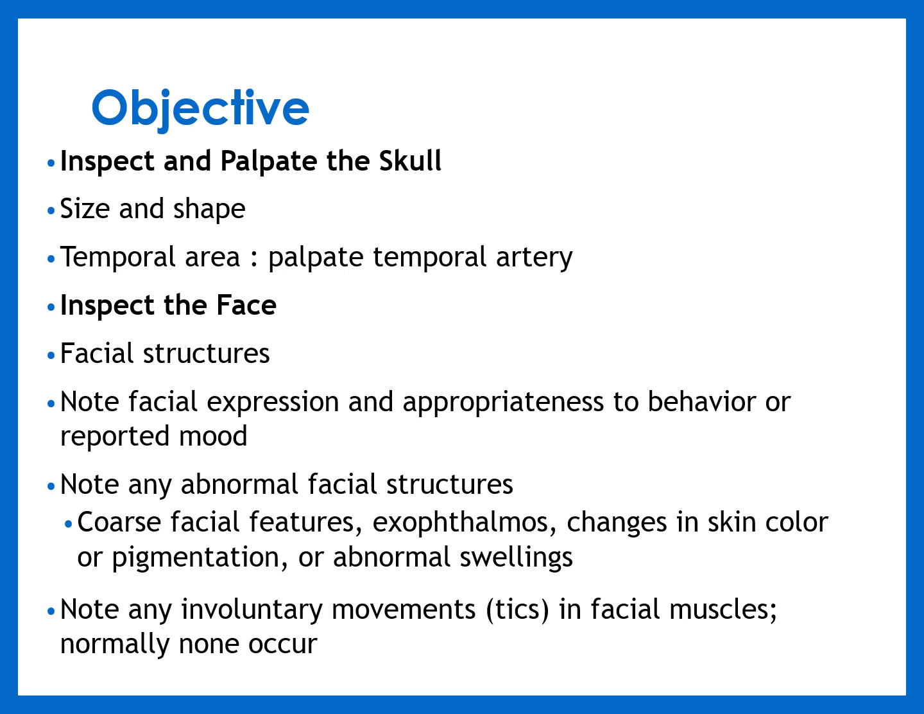Start your assessment by inspecting and palpating the skull. Check the size and shape. Palpate the temporal artery and the temporomandibular joint, the TMJ joint. Next, inspect the face and assess for symmetry and expression. Watch for abnormalities like coarse facial features, exophthalmos, as seen in hyperthyroidism, changes in skin color or swelling, involuntary facial movements or tics that might indicate some neurologic conditions.